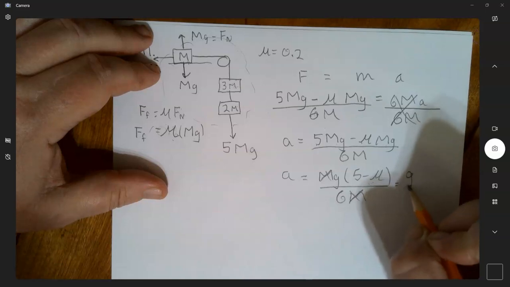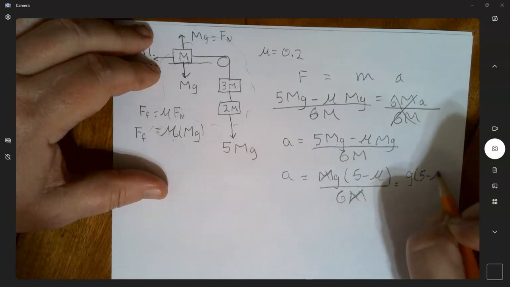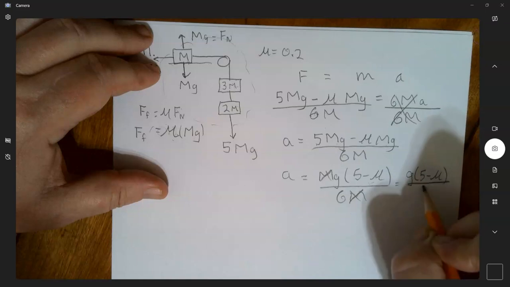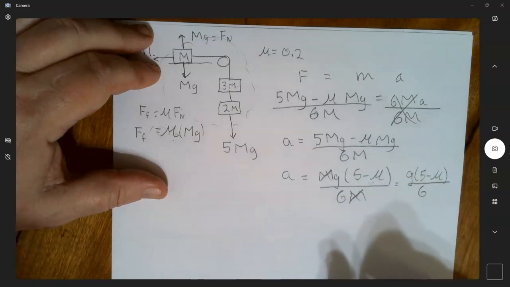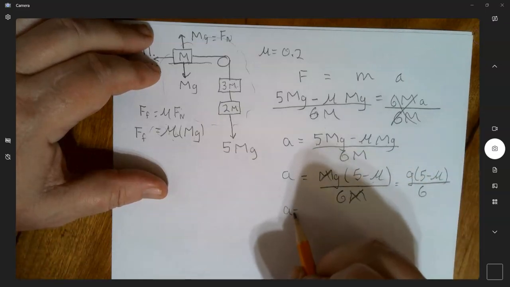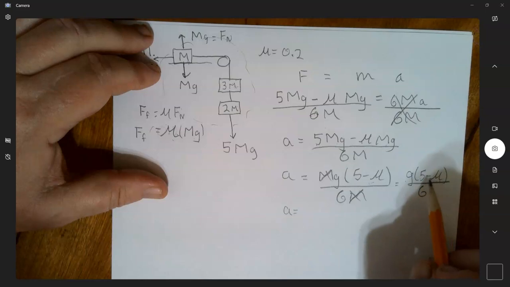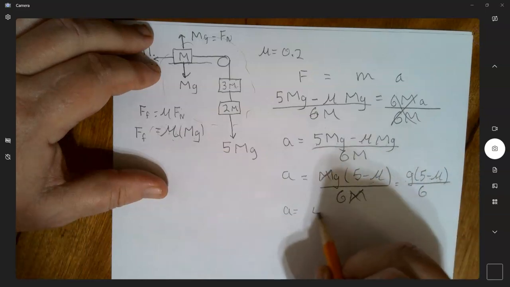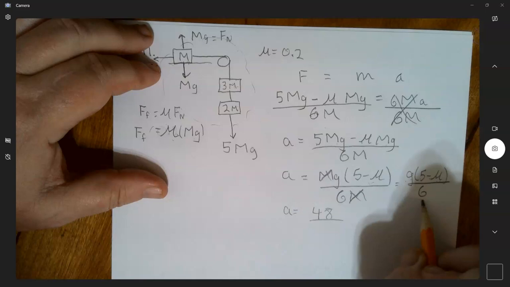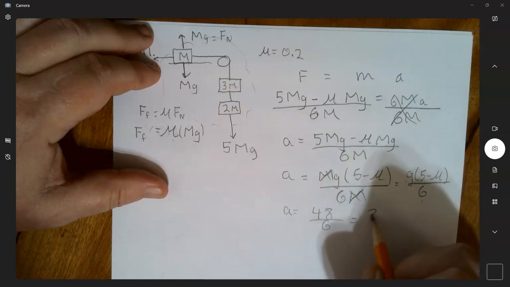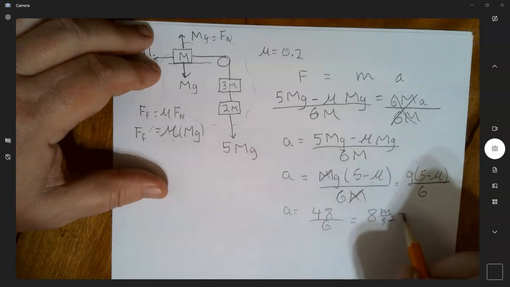You got g times (5 minus mu) over 6. So now we can come down and plug numbers in. g is 10. 5 minus 0.2 is going to be 4.8. 4.8 times 10 is 48 over 6 on the bottom, and that's going to equal 8 meters per second squared for the acceleration.